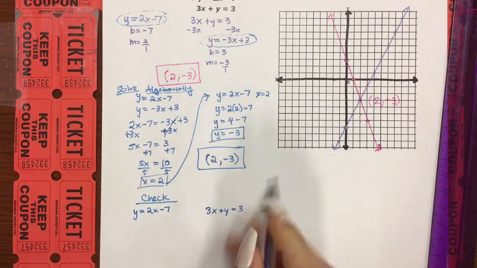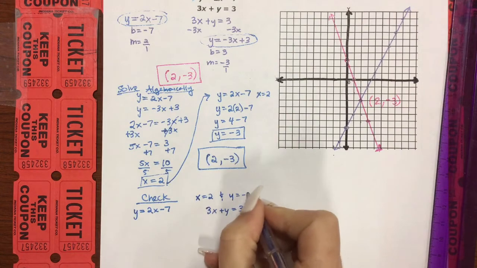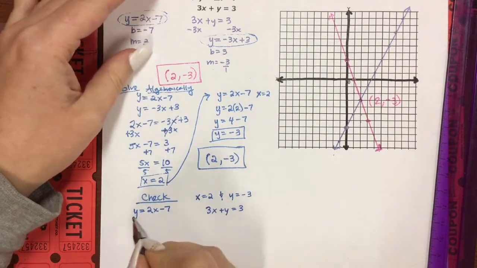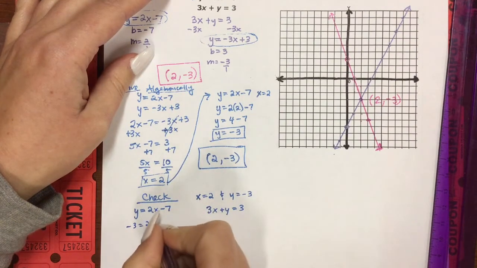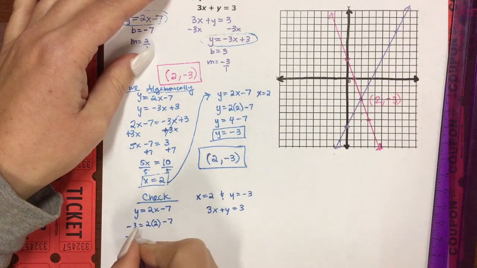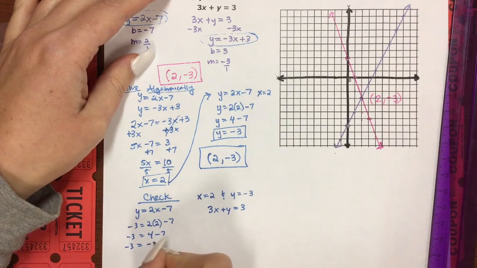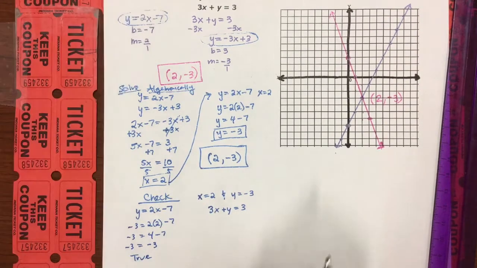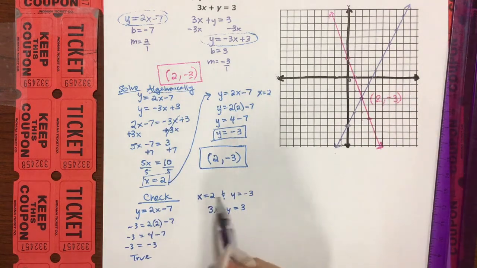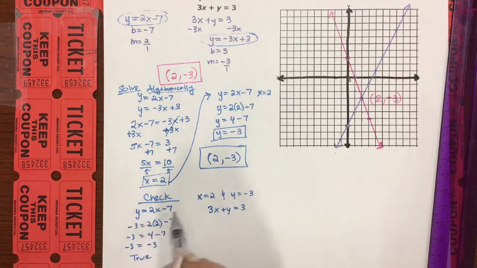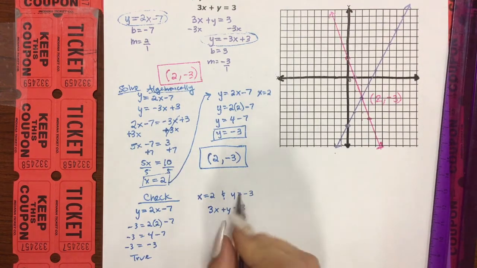Okay, and I'm just going to substitute x equals 2 and y equals negative 3 into both equations. So here we go. Instead of y, I'm going to write negative 3 equals 2 times 2 minus 7. Negative 3 equals 4 minus 7, which is negative 3. This is a true statement, which means the x and the y value that I put in is a point on this line. So 2, negative 3 is a point on this line.